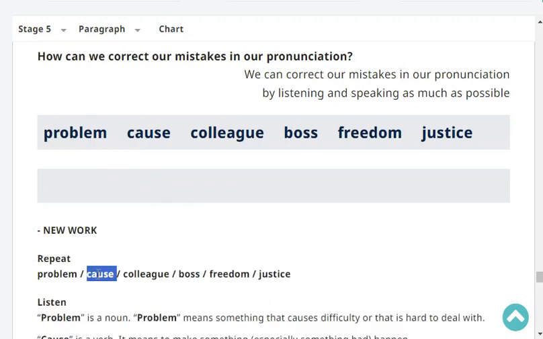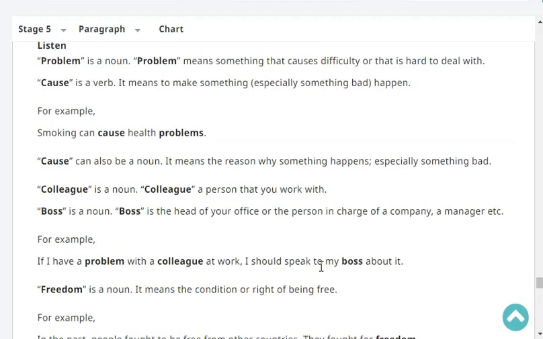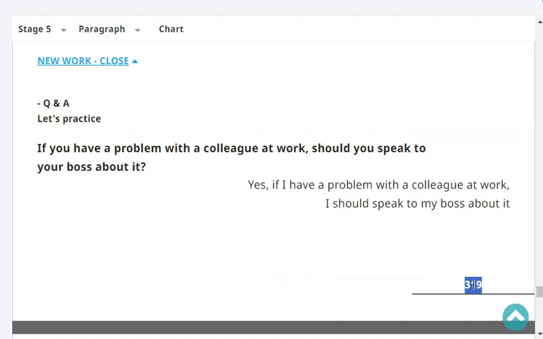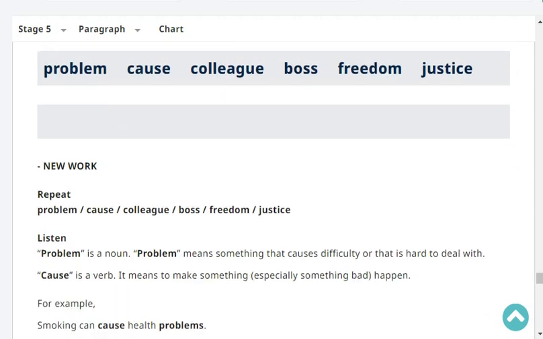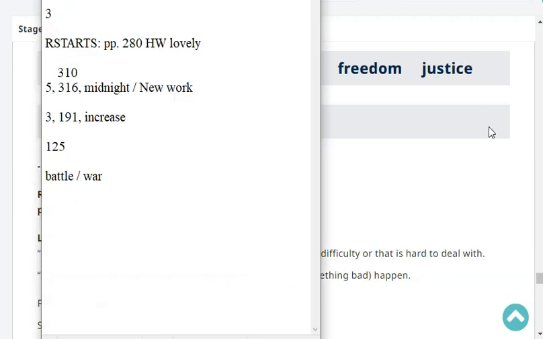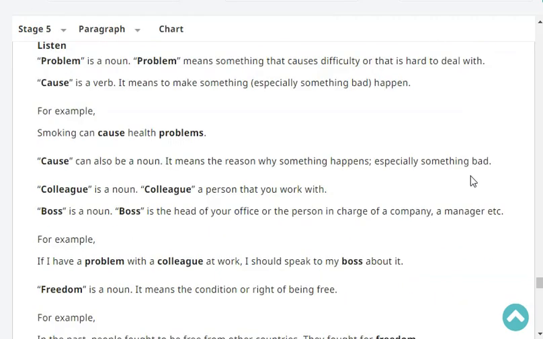Next, repeat. Problem, cause, colleague, boss, freedom, justice. Very good. Okay, listen. Problem is a noun. Problem means something that causes difficulty or that is hard to deal with. Cause is a verb. It means to make something, especially something bad, happen. For example, smoking can cause health problems. Cause can also be a noun.